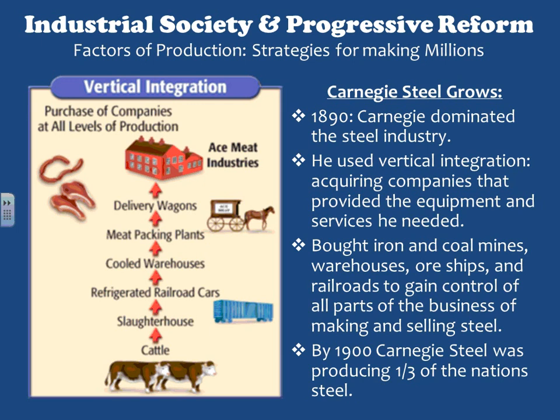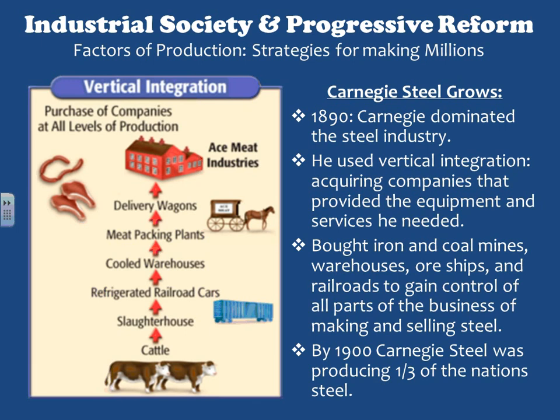Now, Carnegie Steel grew rapidly. By 1890, Carnegie dominated the steel industry. His company became powerful through vertical integration. If you remember, we talked about horizontal integration with the oil industry. So vertical integration is acquiring companies that provide the equipment and services needed for an industry.